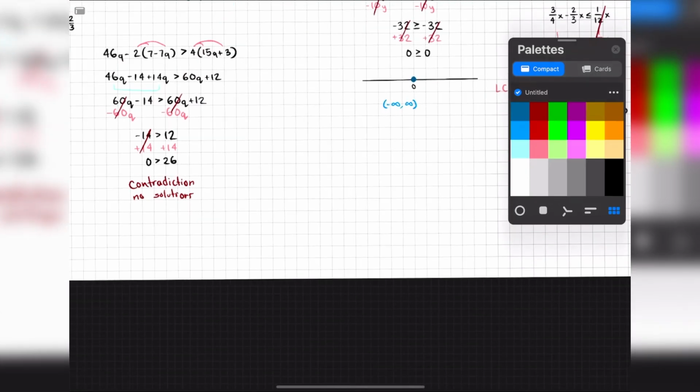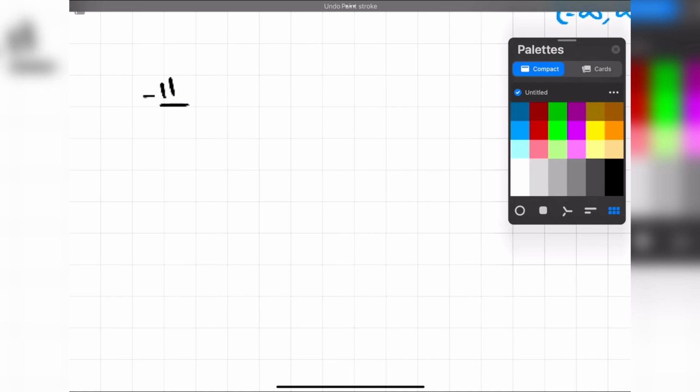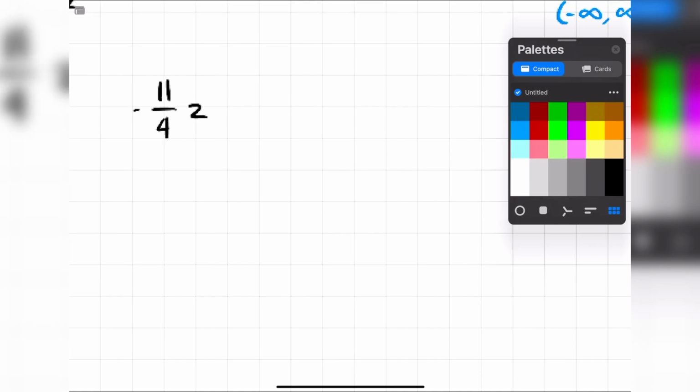Next one we're going to do is a fraction. We're going to do negative 11 over 4z. Well, I'll do 11 over 4 negative z like that. Is greater than or equal to negative 33 over 20.